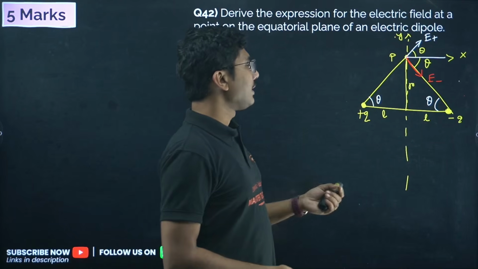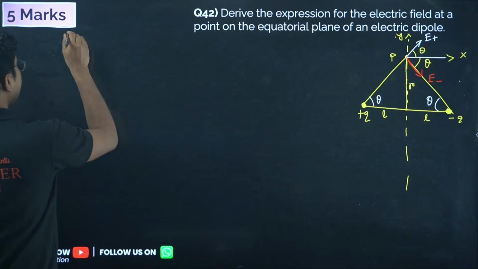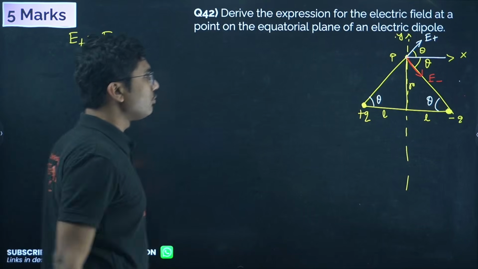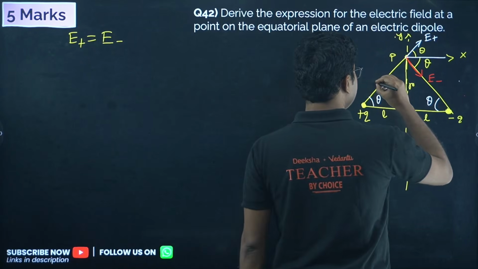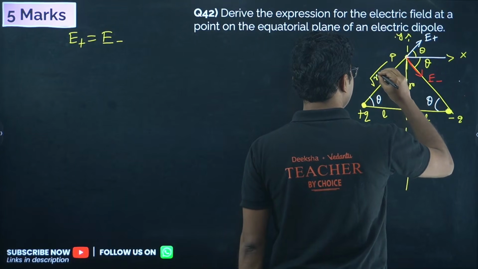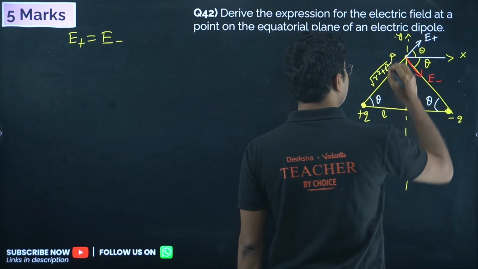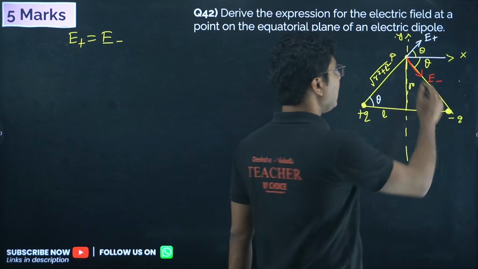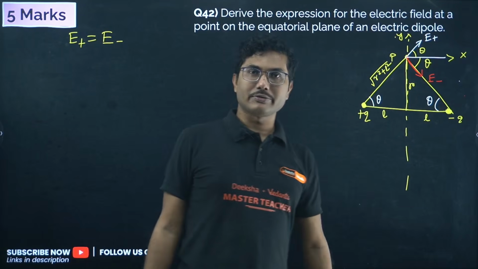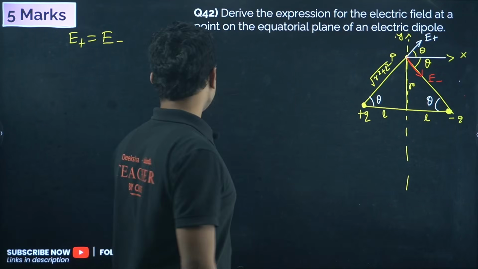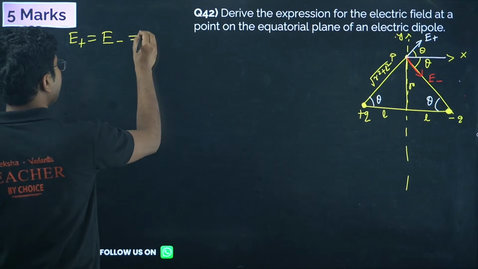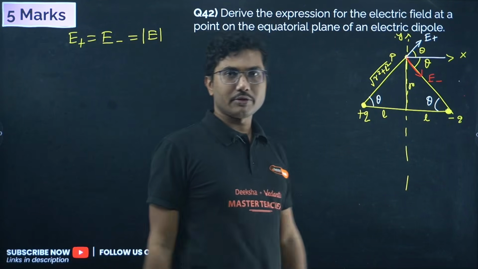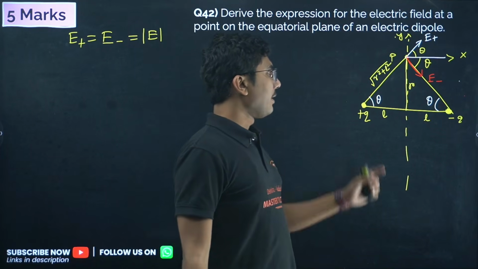Okay, so electric field, first of all you have to write that electric field due to positive charge is equal to electric field due to negative charge, because both are equidistant. So this distance is square root of r square plus L square, Pythagoras theorem. This is r, this is small l, so r square plus L square. Similarly, this will also be r square plus L square, Pythagoras theorem. Okay, and this will be equal to modulus of electric field E.